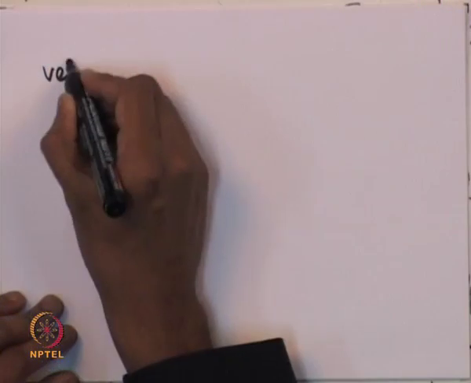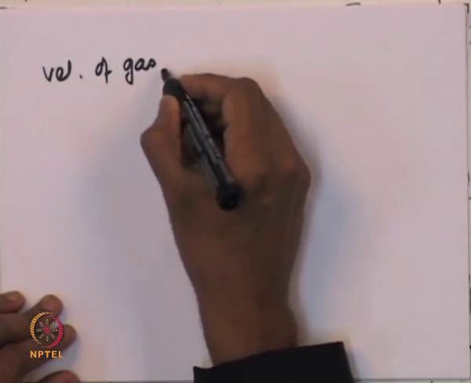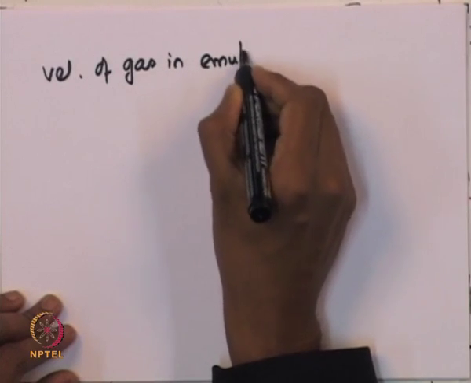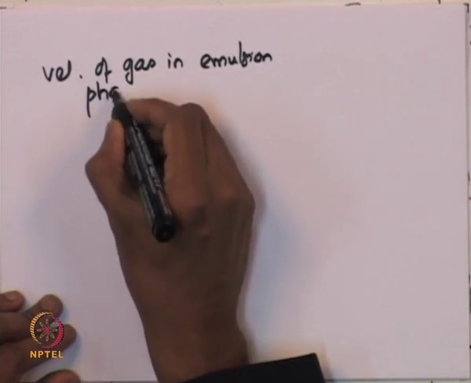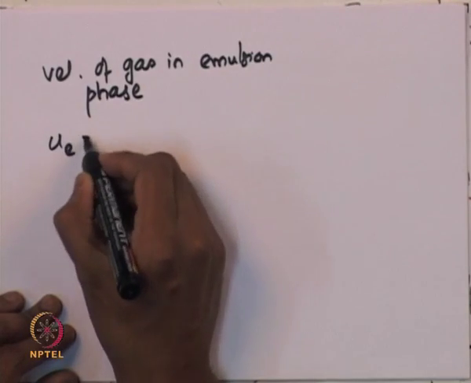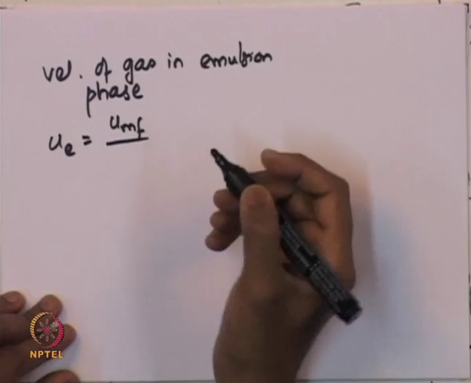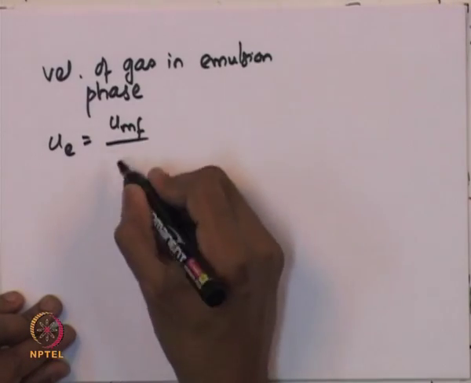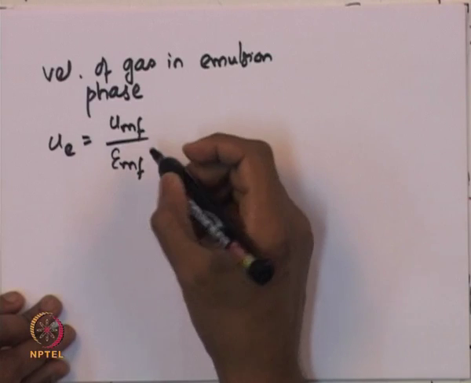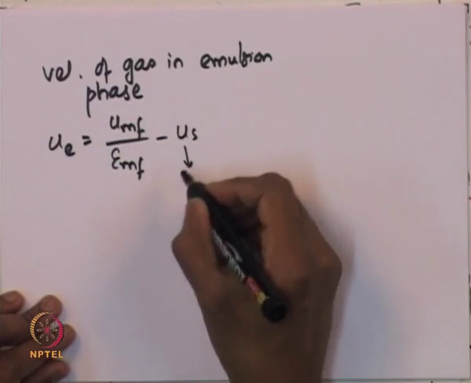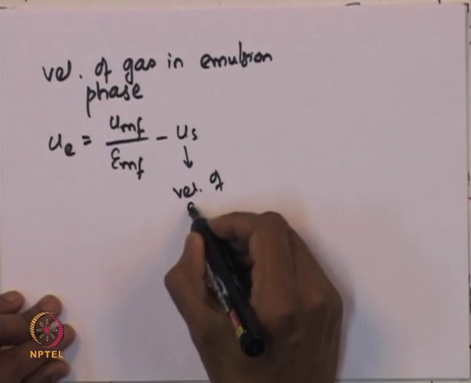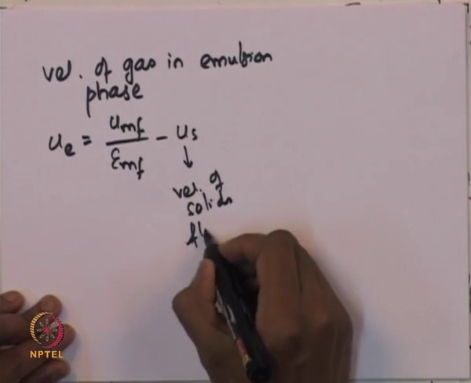So now we looked at some of the expressions. There are several parameters that one needs to find out before we can model the fluidized bed reactor. The velocity of gas in the emulsion phase is given by UE equal to UMF, which is the velocity at minimum fluidization, divided by the porosity at minimum fluidization, minus US, where US is the velocity of solids flowing downwards.